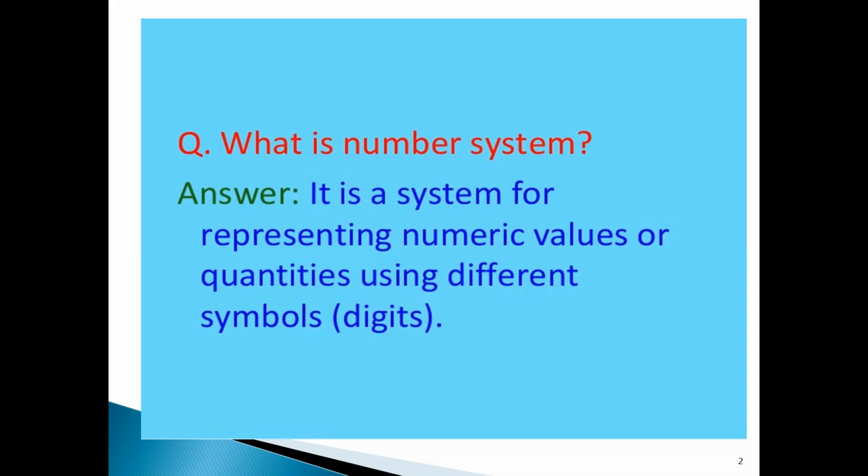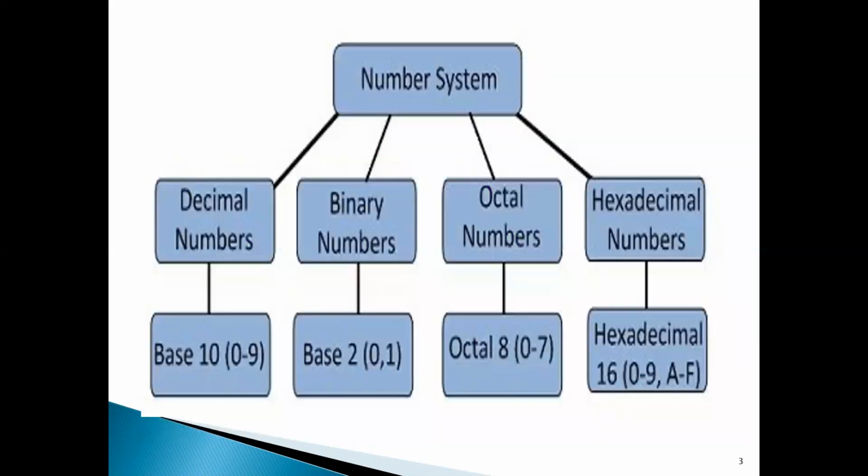So now we had studied in detail about number system, that it had how many different parts? 4, or you can say 4 types of number system. The first one is decimal, the second one is binary, the third one is octal, and the fourth one is hexadecimal number system.